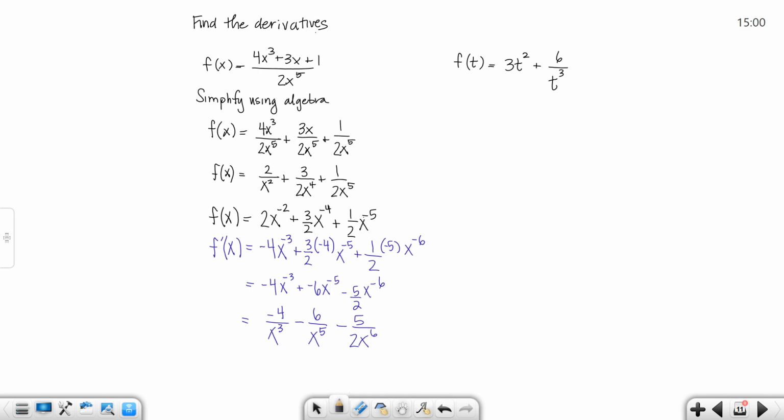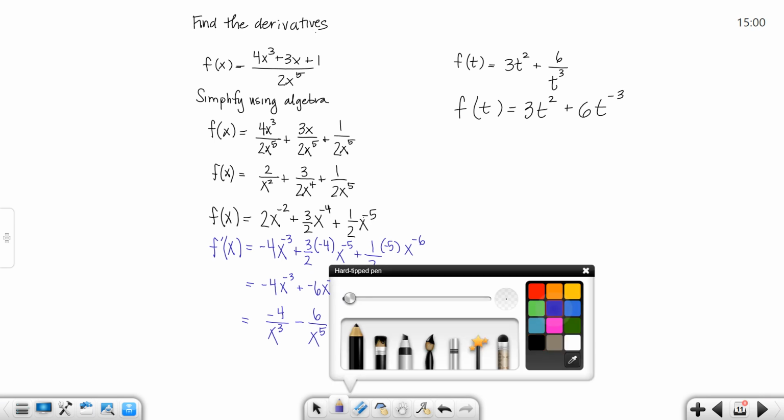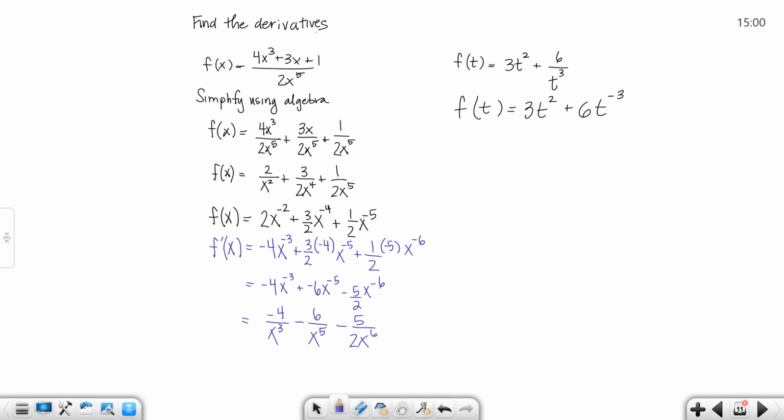Okay, looking at this last one, I can't work it the way that it sits, so I need to bring the t up to the top. So that would be 6t to the negative 3. So my first step would be to rewrite using algebra, and that's how it would look.